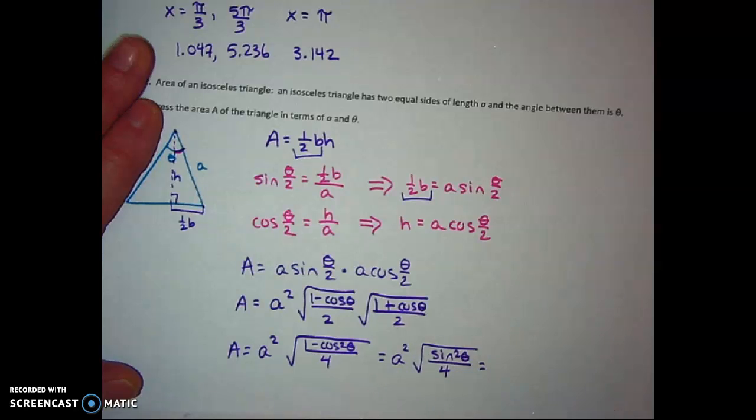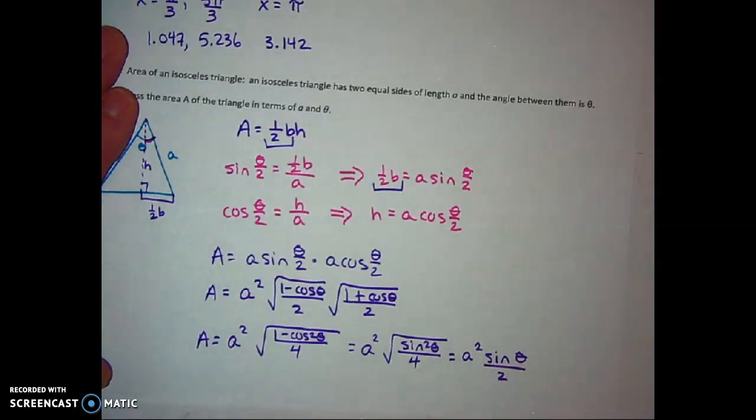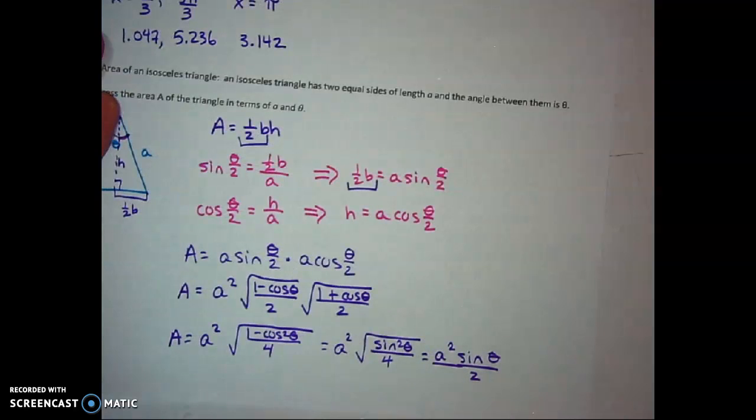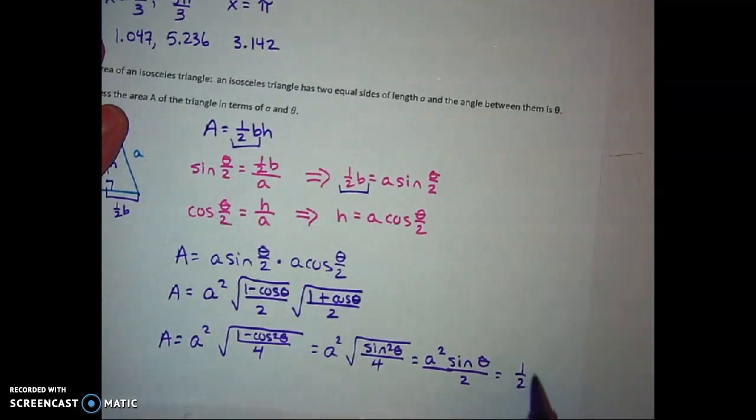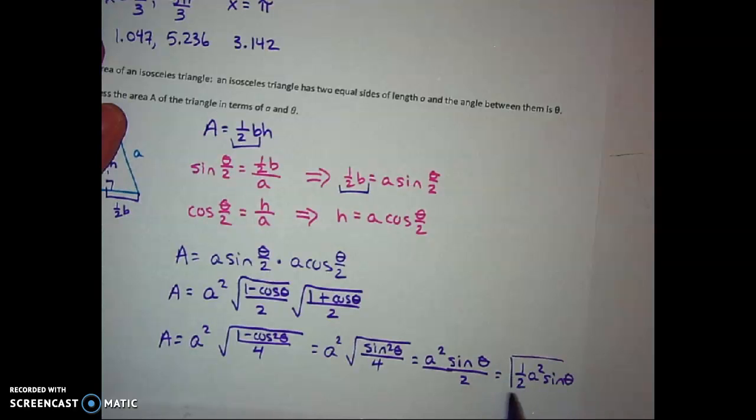Well, now I can take the square root of the top and the square root of the bottom. When I do that, I have a squared. The square root of sine squared is sine, and the square root of 4 is 2. So I could write it like that. I could also write it as 1/2 a squared sine theta. And now, as the directions said, I wrote my area in terms of a and theta. If you have any questions on either of those examples, again, I look forward to seeing you in class.